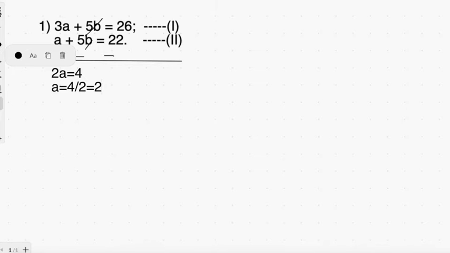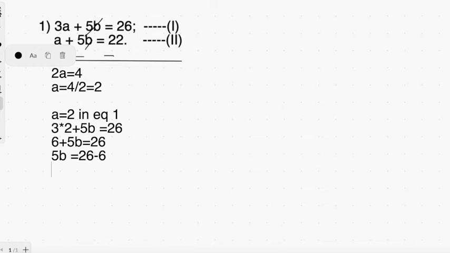So I got the a value. Now I will put it in any of the equations to derive the b value. Let me put a is equal to 2 in equation 1, correct? So it will be 3 into 2 plus 5b is equal to 26, which is 6 plus 5b is equal to 26. I'll take all the variables on the left hand side, so 5b will be here and 6 will go from the left hand side to the right hand side and become a minus. So 26 minus 6, 5b is equal to 20. So b is equal to 20 divided by 5, right? So I got b is equal to 4.